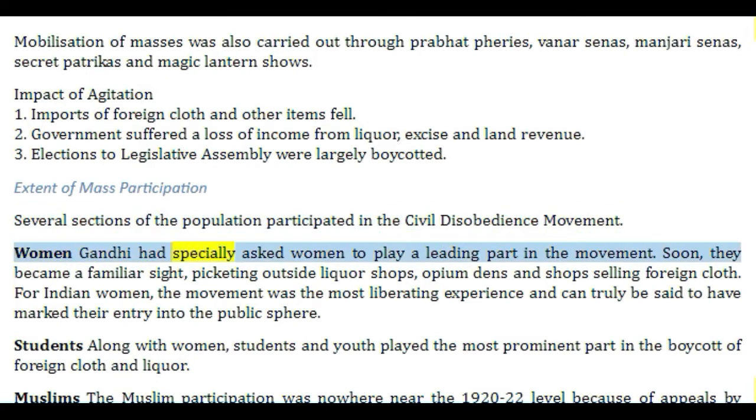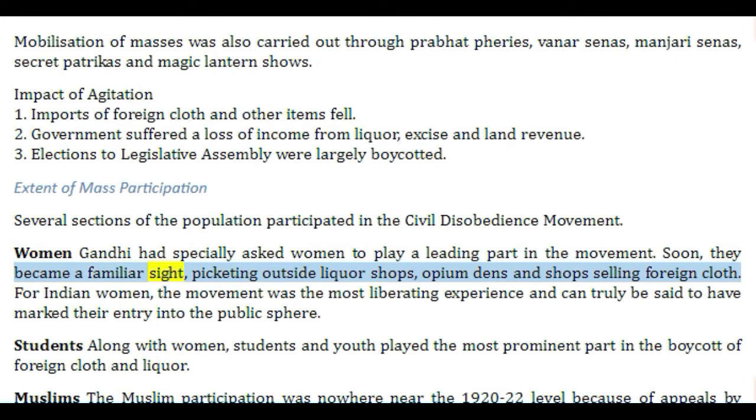Women. Gandhi had specially asked women to play a leading part in the movement. Soon, they became a familiar sight, picketing outside liquor shops, opium dens, and shops selling foreign cloth. For Indian women, the movement was the most liberating experience and can truly be said to have marked their entry into the public sphere.